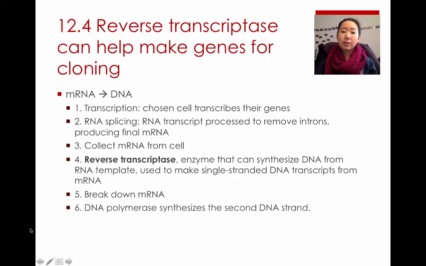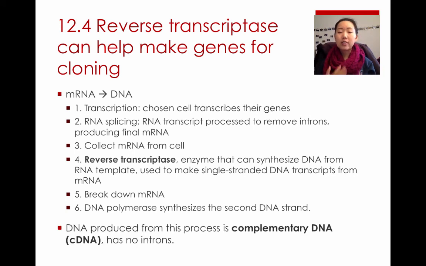So here are the steps that we just talked about. And you can pause here and write these down in your notes. But like we said, we allow transcription to happen, RNA splicing, we collect the mRNA and then use reverse transcriptase so that we can create DNA from it. And then we break down that mRNA and then we allow DNA polymerase to create the second strand of DNA. And of course, this creates the complementary DNA, cDNA, which is what we want if we want to create proteins from eukaryotic cells.